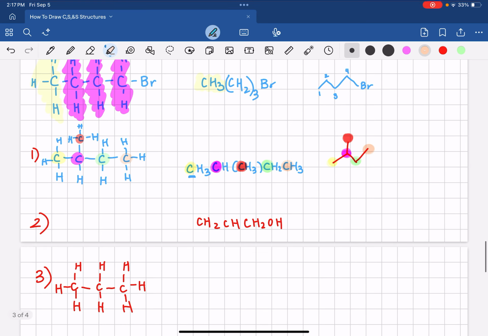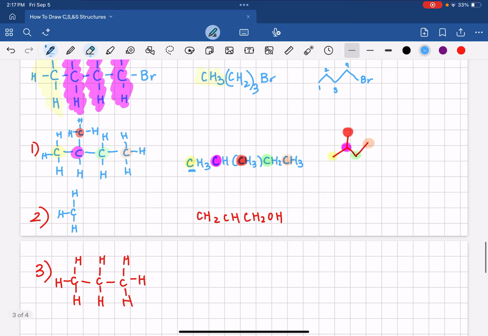Okay, now let's draw the expanded structure of the second example, which is a carbon that's bonded to 3 hydrogens. Oh, I'm so sorry. A CH2. So I need to draw 2 hydrogens bonded to this carbon. And it is bonded to this carbon right here. And it has an H with the second carbon.